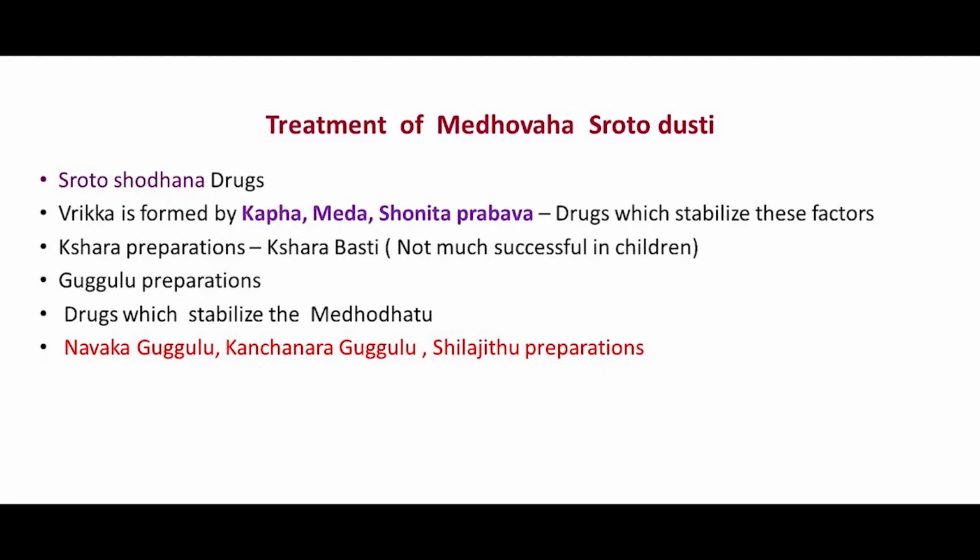That is the second important culprit here. So, we have to go for Shroto Shodhana drugs. We know that Vrikka is formed by Kapha, Meda and Shonita. So, we have to take care of these three things.